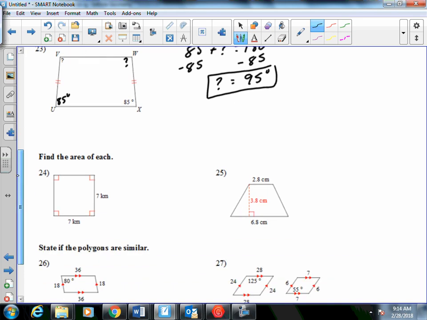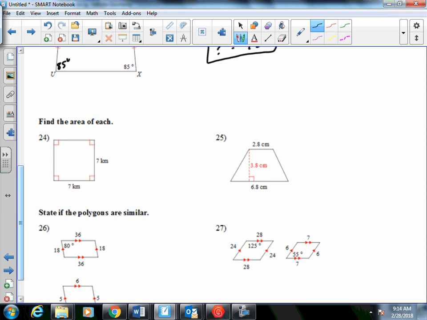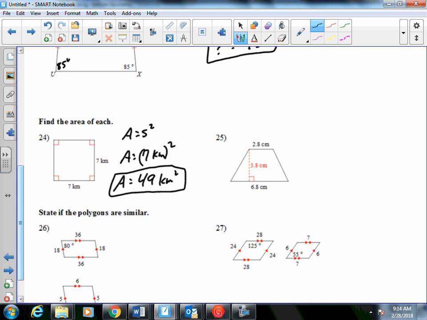All right, so then 24, find the area of each. So this section could very possibly be different figures that we've covered area formulas for. So make sure you have your toolkit filled out with all your formulas if you don't know them all by heart. So for a square, area equals the side squared. So area here is just going to be 7 kilometers squared. So 49 square kilometers will be the area for the square.